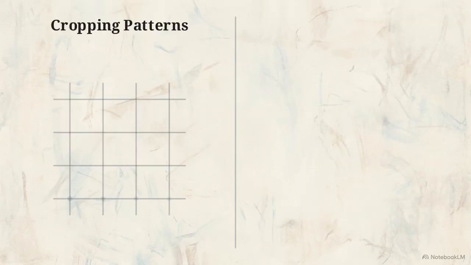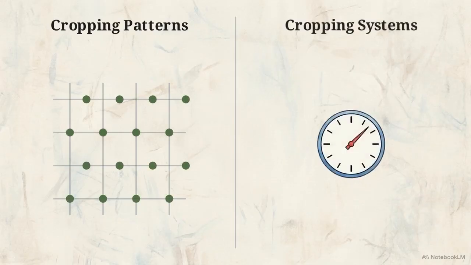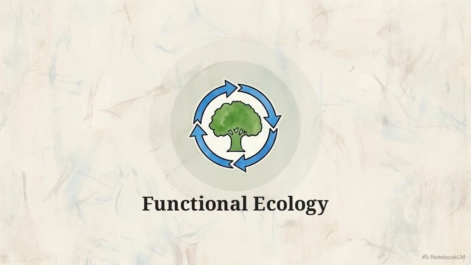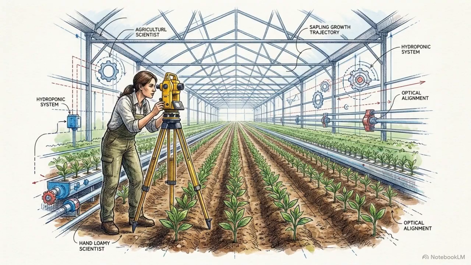The process involves optimizing two variables: spatial geometry through cropping patterns and temporal strategy through cropping systems. Finally, we integrate these elements into a functional ecology. Understanding how to manipulate these dimensions of space and time is a core requirement for professional agricultural science.